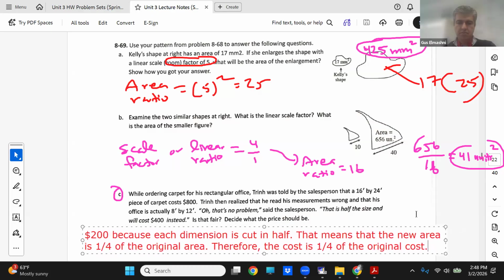Okay, guys, quiet. So again, it's $200 because each dimension is cut in half, right? That means that the new area is a fourth of the original area, because if you do 1/2 times 1/2, you multiply the numerators, multiply the denominators, you get 1/4. Therefore, the original cost is cut by 1/4 as well. So we're okay with that?